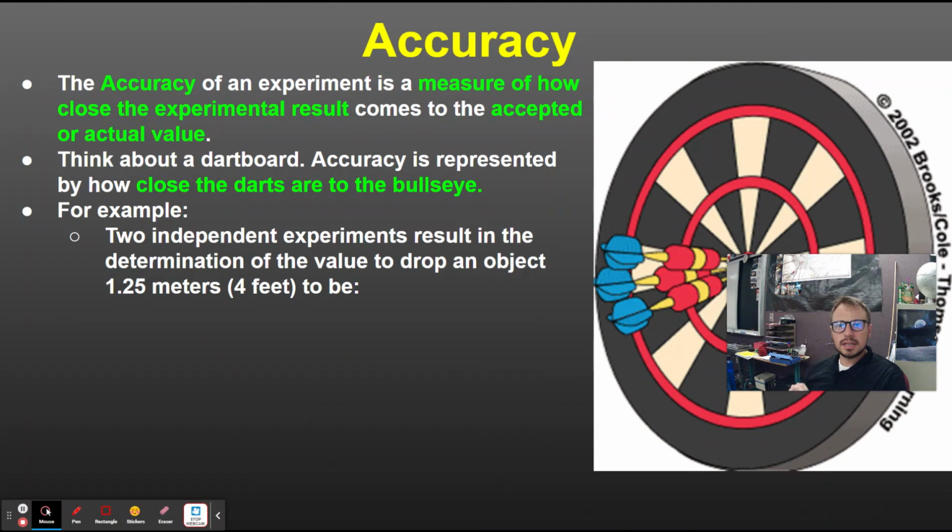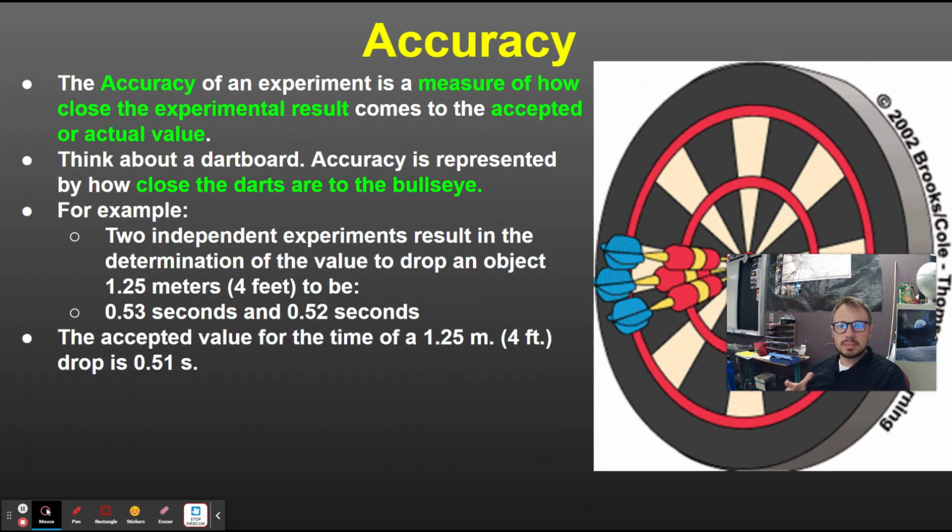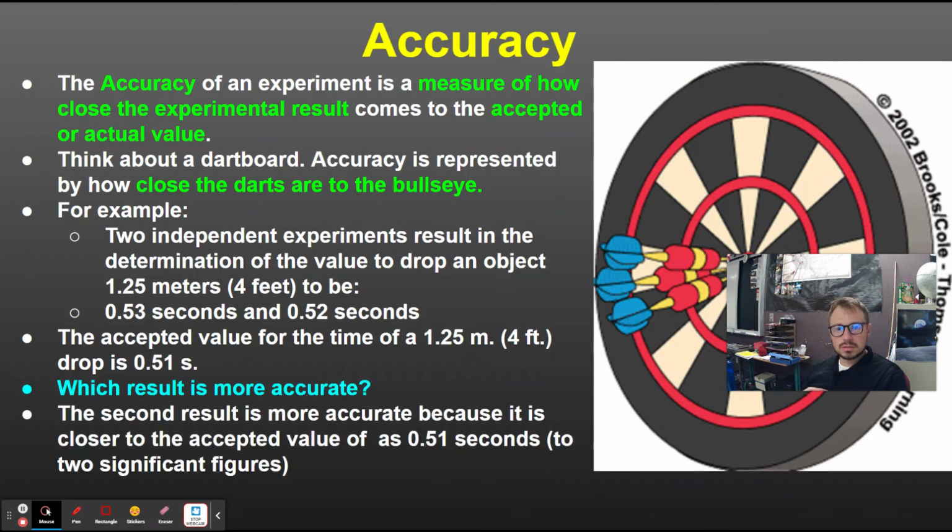So if we were doing an experiment to determine the time it takes to drop an object, and I got 0.53 seconds and 0.52 seconds, right? And the accepted value is 0.51. Well, the one that's closer would be more accurate. Think about throwing a dart. You're trying to hit that bullseye.